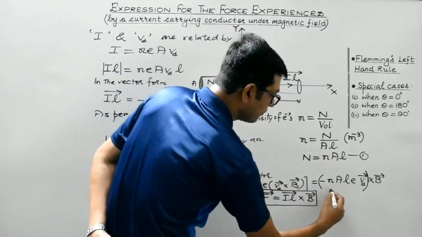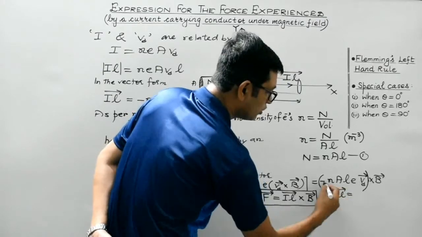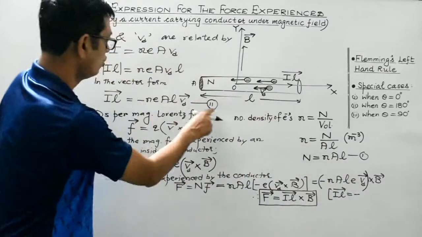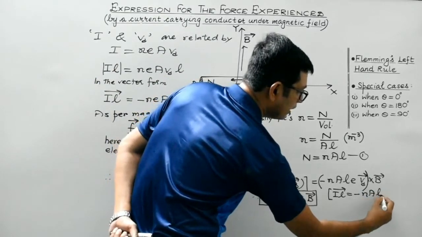Here, IL vector, from equation 2 actually, is equal to minus NALEVd.